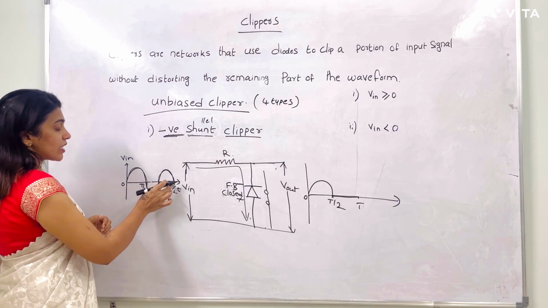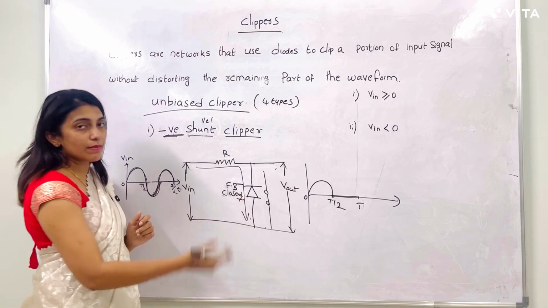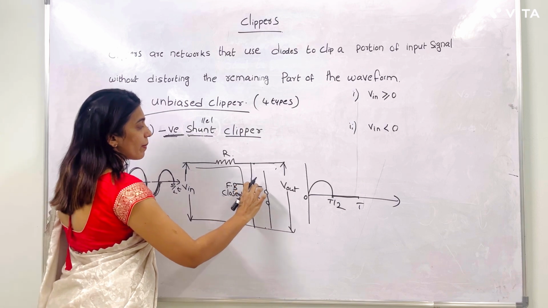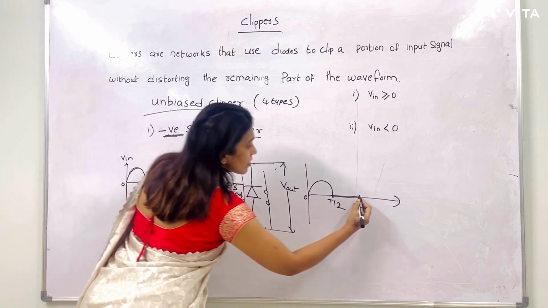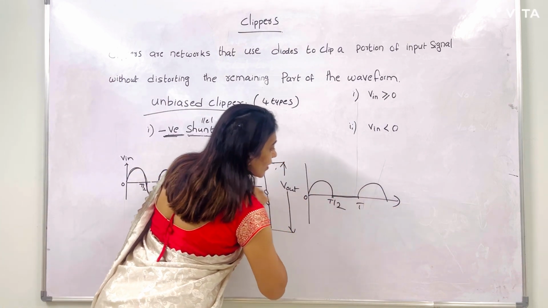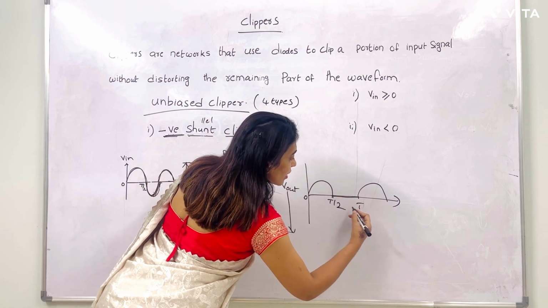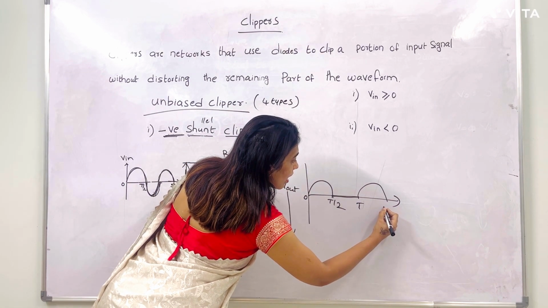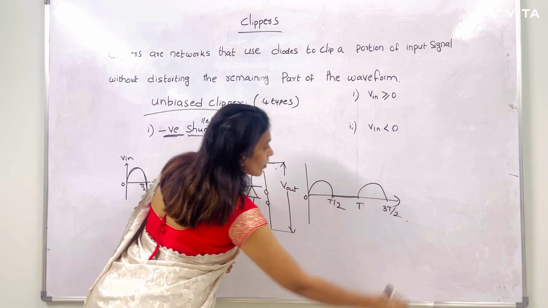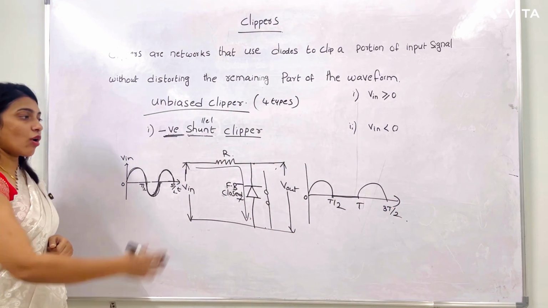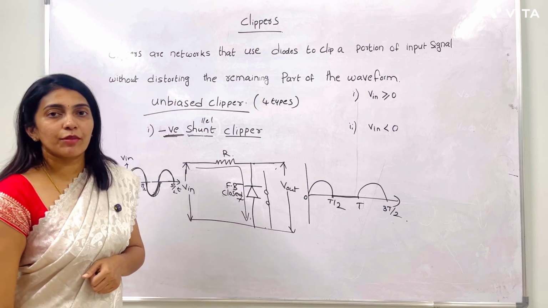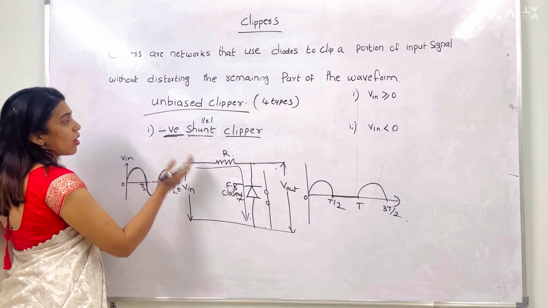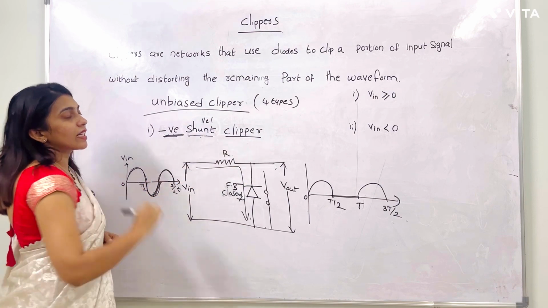Next, during the positive half, this diode is going to be in reverse bias condition, and acts like an open switch. If it is in open condition, this input is moving towards the output. Obviously, whatever input is there, we get the same at the output side. Observe the output signal. Which part is clipped off here? The negative part. So that is why this type of clipper is called a negative shunt clipper.